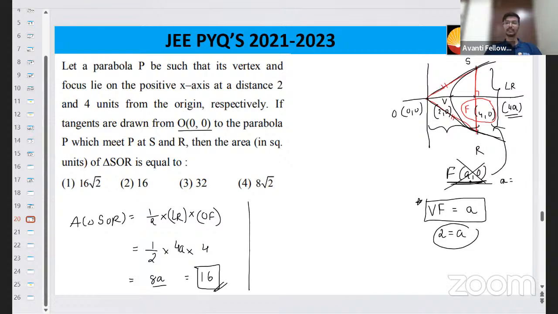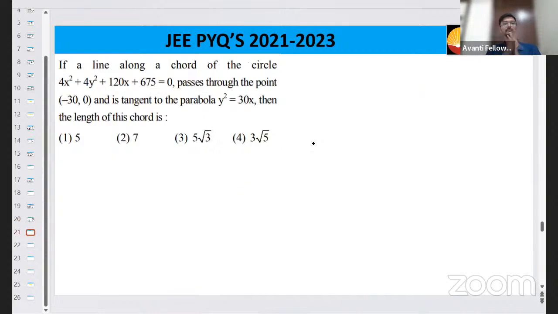If we take the focus as (a, 0) with this, because this is not a standard parabola, that means its focus is not (a, 0). To get its focus, we have to use the shift of origin concept. Otherwise our answer would be 32, which would be the wrong answer. So our option is B, which is 16. Okay, a nice question. Let's see what we have next.